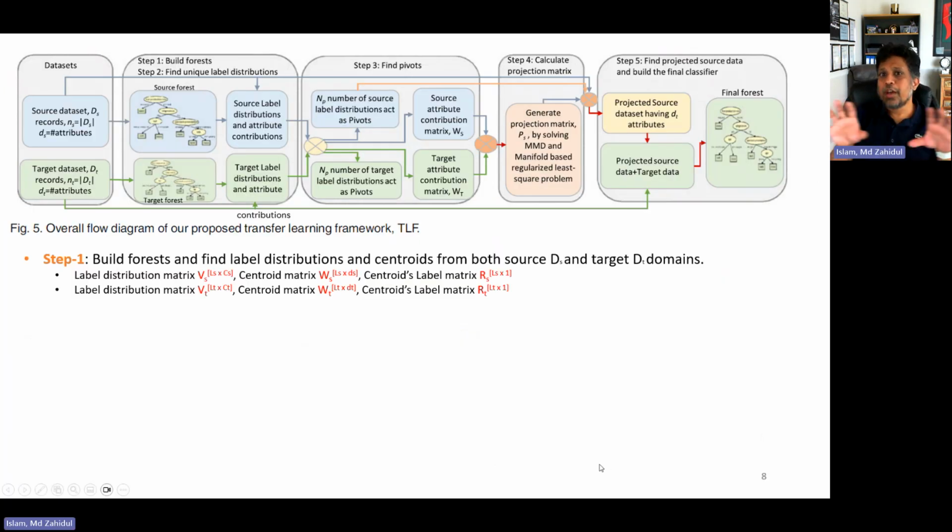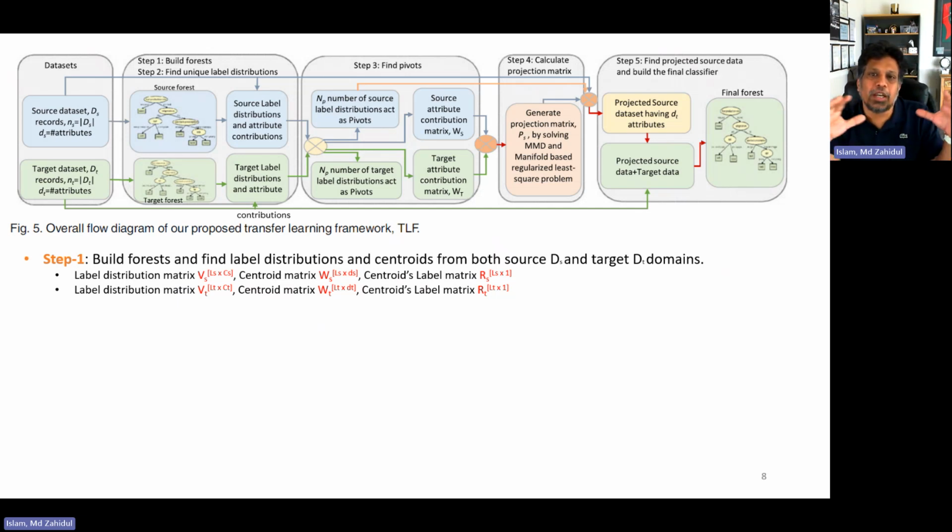Now, in this slide, after we have in the previous slide given you the basic concepts of the proposed technique, we will quickly explain the steps that we do exactly in our algorithm to project the source domain dataset onto the target domain dataset. First things first, we build a forest and find the level distributions and centroids from both source domain and the target domain. So level distribution matrix is VS with the dimension of LS by CS, L being the number of leaves. Remember, on the source domain, we had many decision trees, each having many leaves. Let's say we have 100 decision trees, each tree on average having 5 leaves. So we have 5 times 100, 500 leaves.